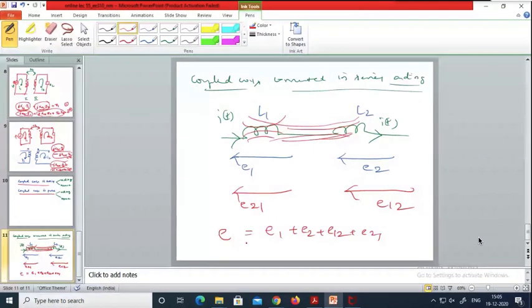So that is equal to what? The total voltage in the circuit, which is connected in series. I guess you have understood. And between them, there is a mutual inductance M. Between the coils, you have got the mutual inductance M. So what are the equations for the different voltages? Let us write that one.